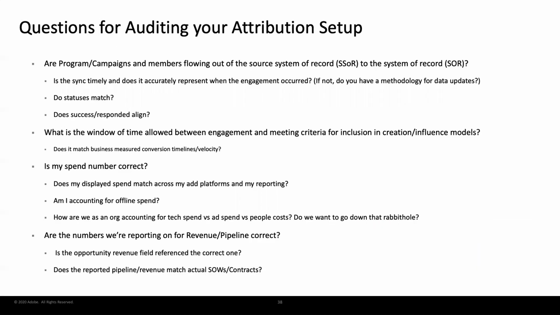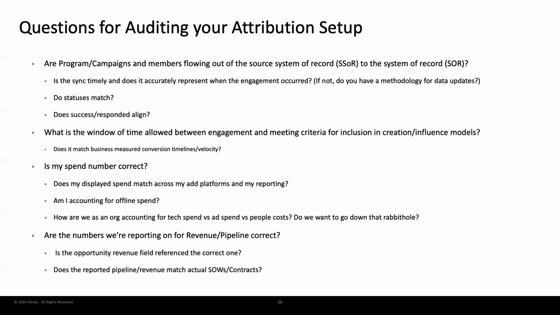I'll be sharing this deck out afterwards, so don't feel like you have to get through all of these, but here are some questions to think about when auditing your attribution setup. Looking at your program and campaign members, are they flowing through correctly? Are they syncing on time? Do the statuses match? Does all of that align?